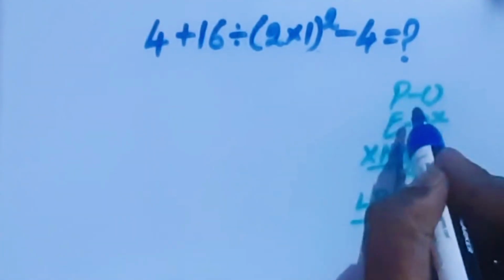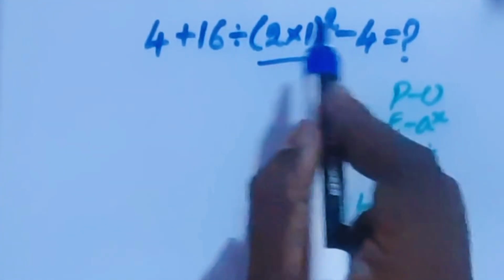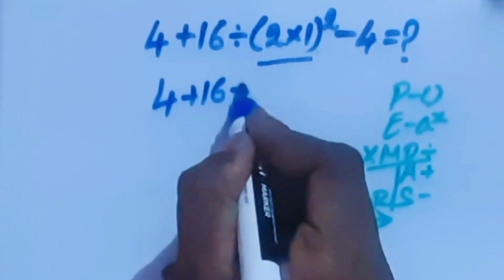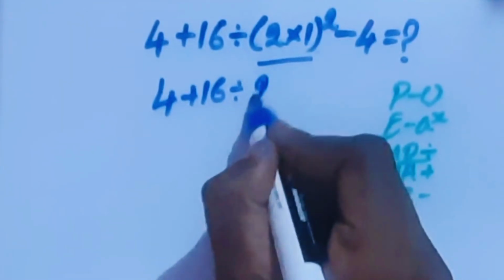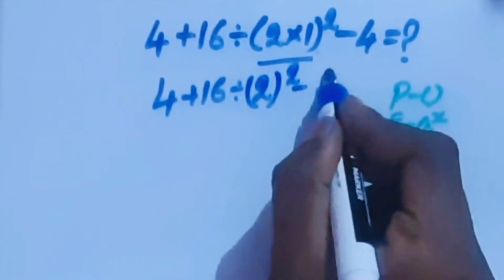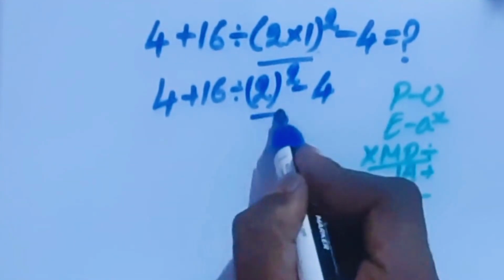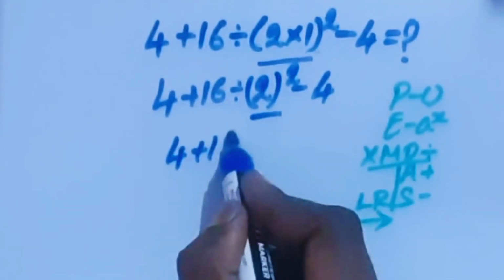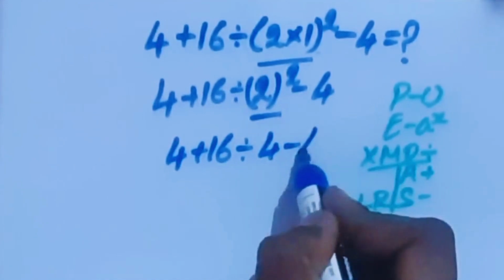Here, as per this order of operations PEMDAS, this bracket is higher priority. So we have to do this bracket before any other operation. So here 4 plus 16 divided by, in bracket, 2 times 1 is 2, to the power of 2, minus your 4. Now the next priority is exponent. We have exponent here, that is 2 power 2. Here 4 plus 16 divided by 2 power 2 is 4, minus here 4.